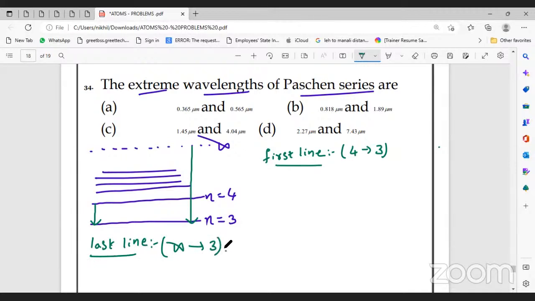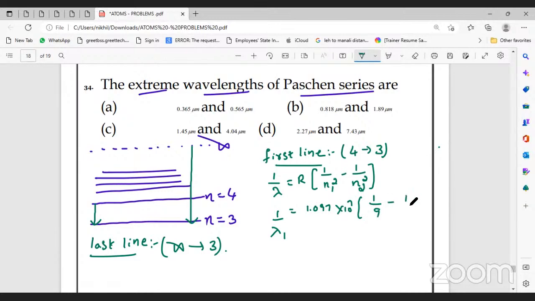Infinity to 3. Can you tell me the formula to find the wavelength? 1 by lambda equals R into 1 by N1 squared minus 1 by N2 squared. For the first line, the R value is 1.097 into 10 power 7, into 1 by 9 minus 1 by 16, because N2 is 4 and N1 is 3.